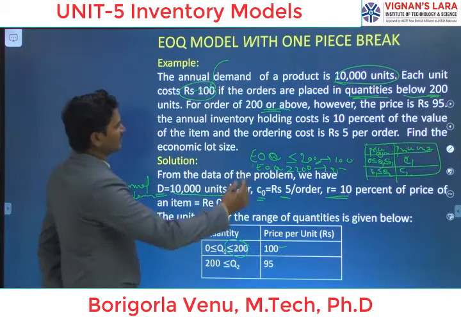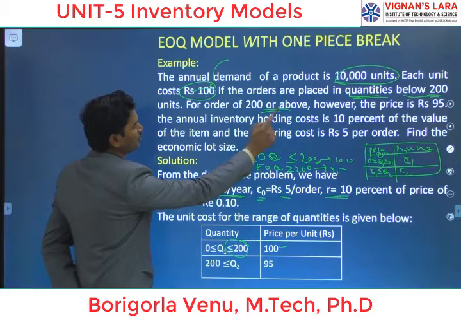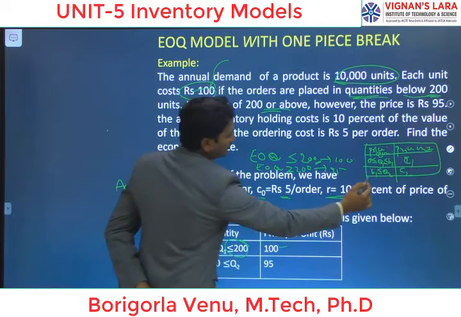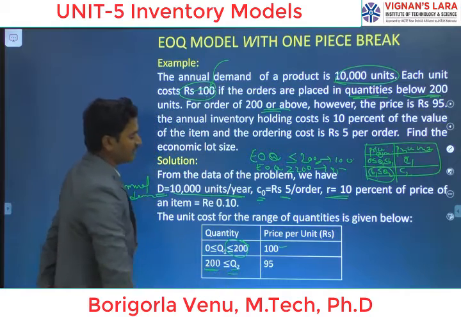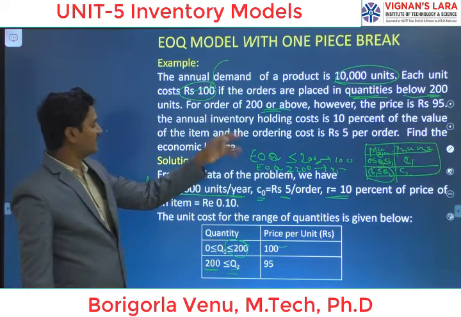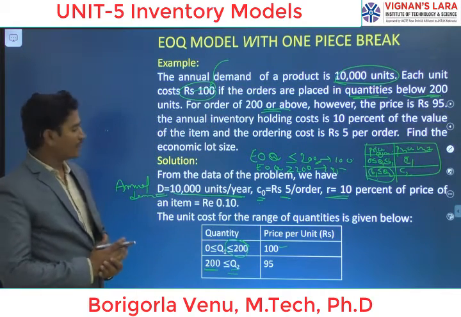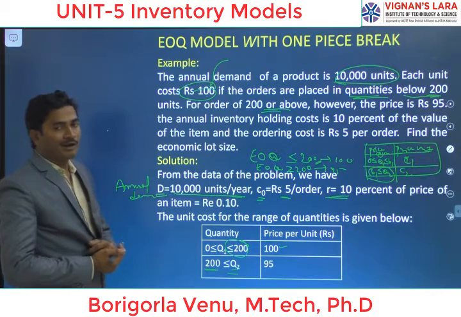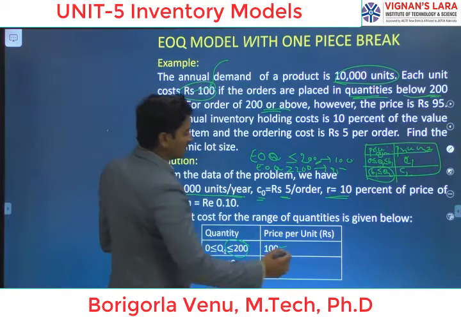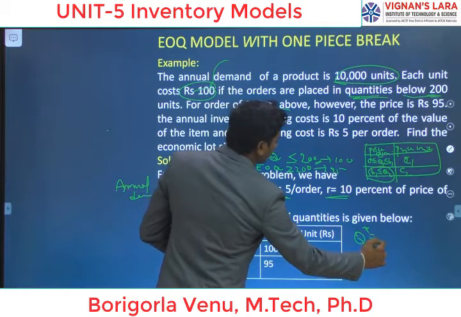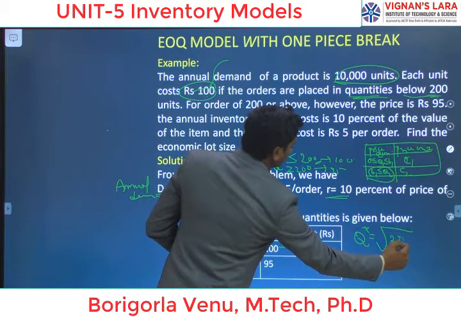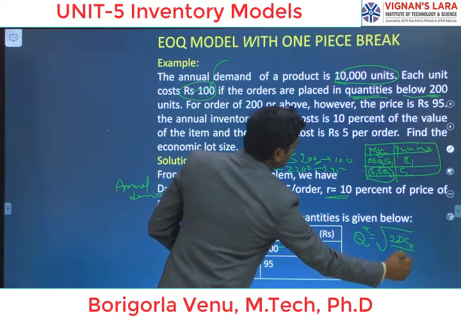Next, in the second line they mentioned for orders of 200 and above. According to this, B1 is 200 quantity and we have taken Q2. The price per unit is 95. Now we are going to calculate the economic lot size. Q star is equal to square root of 2D C naught by R.